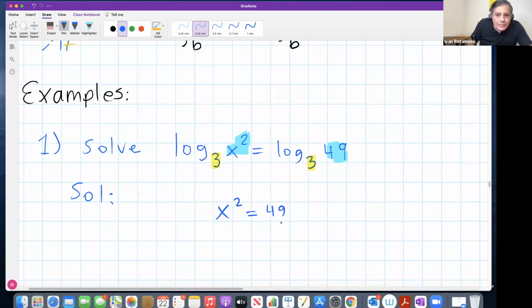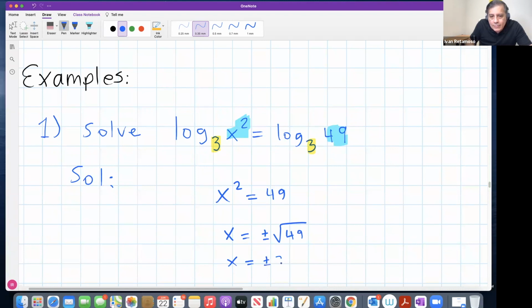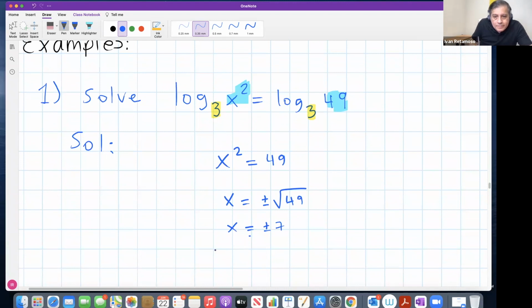Now, this is a quadratic equation. We know how to solve quadratic equations, right? If x squared is equal to 49, well, taking square roots in both sides leads to this, right? X equals plus minus square root of 49, but the square root of 49 is 7, so this leads to plus minus 7, right? Plus minus 7. So, two possible candidates for our answers, okay? X equals 7 and x equals minus 7.